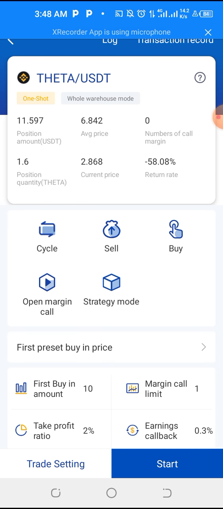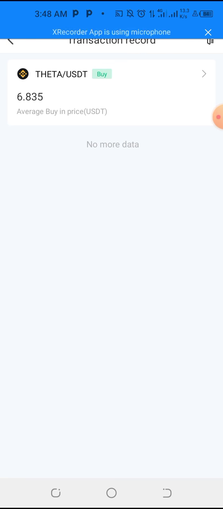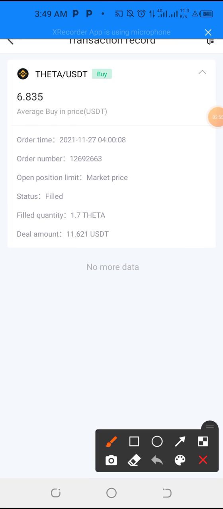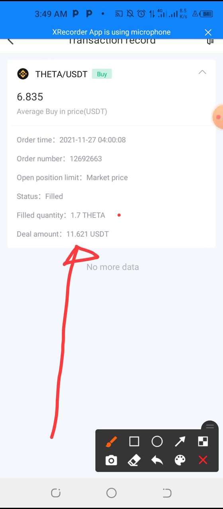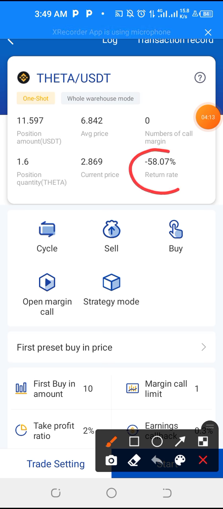And if you go up here, go to transaction record, it will show you how much has been used to buy, that has been invested so far. Because actually I'm not using my account, I'm using the account of one of my team members that has several floating loss to explain this. The total amount that has been invested in this coin and this trade is just $11. So it will be very, very easy to come out from floating loss, because you can see that the floating loss here is minus 58.